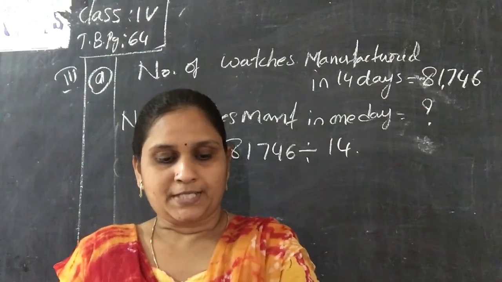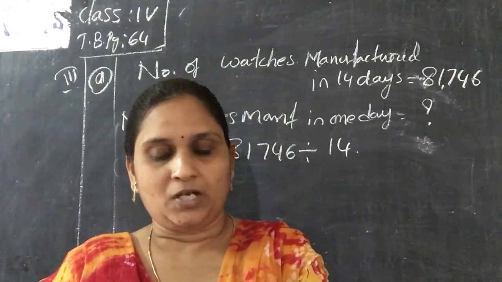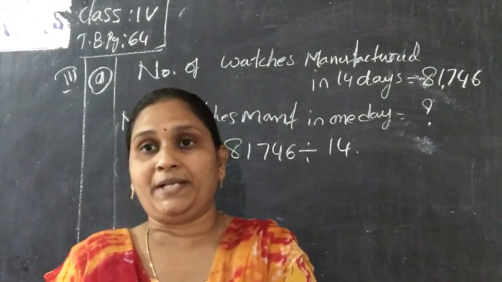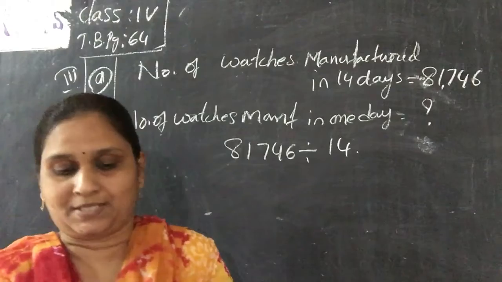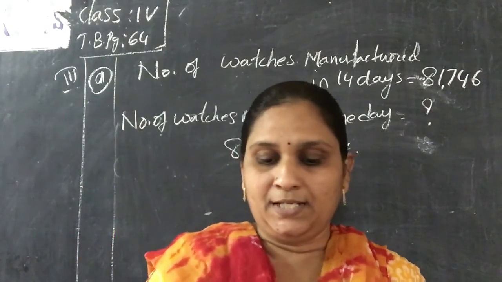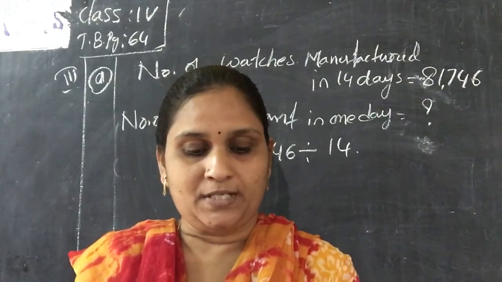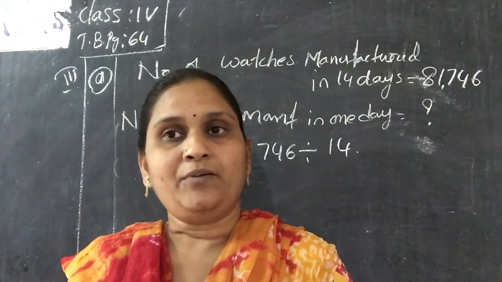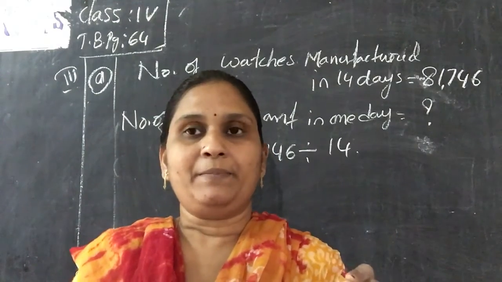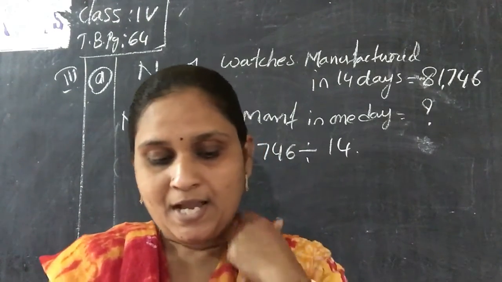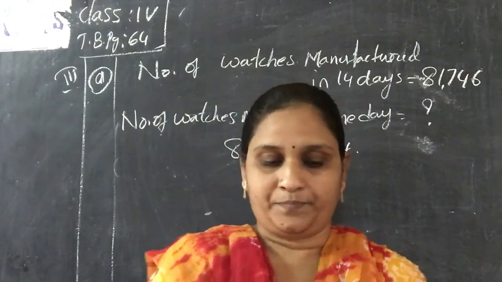Okay. Next, a man earns rupees 12,35,340 in 1 year. So in 1 year, how many months will be, children? 12 months. So how much does he earn in 1 month? This 12,35,340 have to do the division with 12. When you divide it with 12, then you will get the answer. Okay, this is related to section 3.